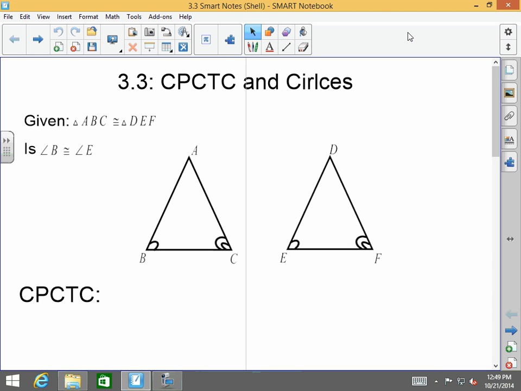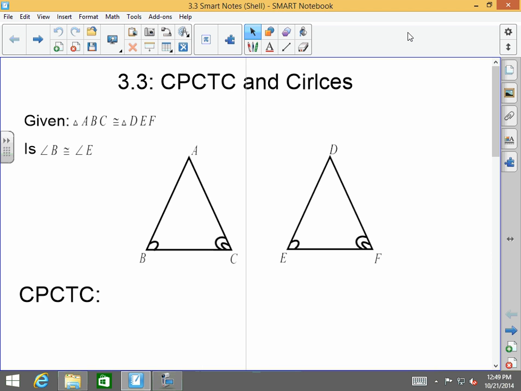Welcome back to Mr. Morrow's Honors Geometry class. Today we are going to continue on our awesome journey of proving triangles congruent. Today we're going to extend it, and we're going to learn about CPCTC and circles. And I will tell you all that there needs to be known about everything here. So let's just go ahead and start with an example today, okay?